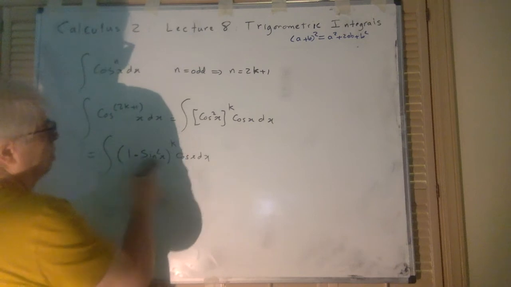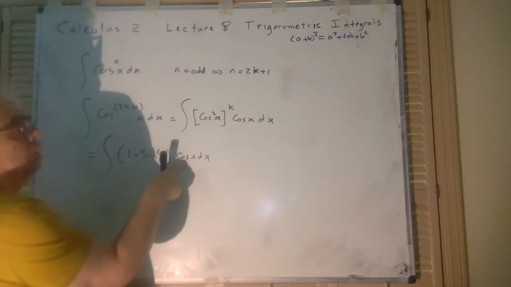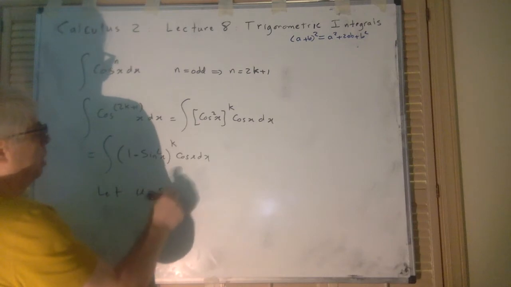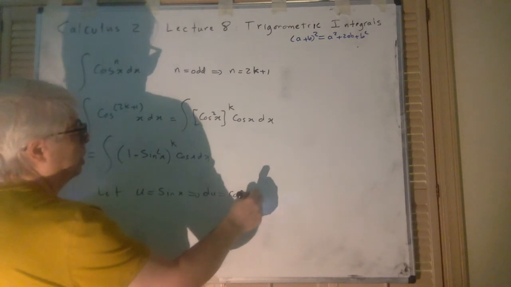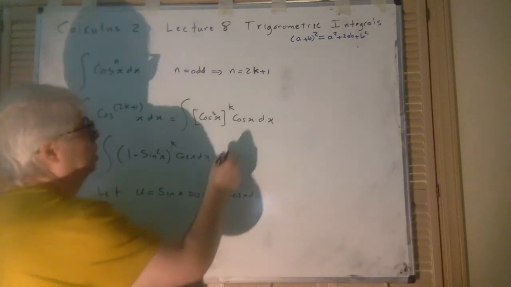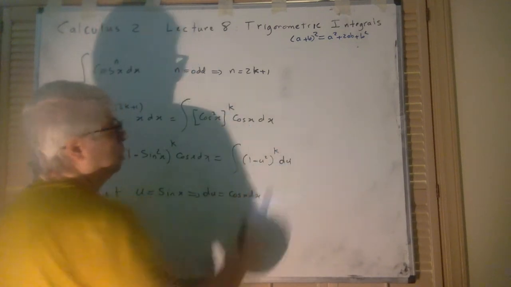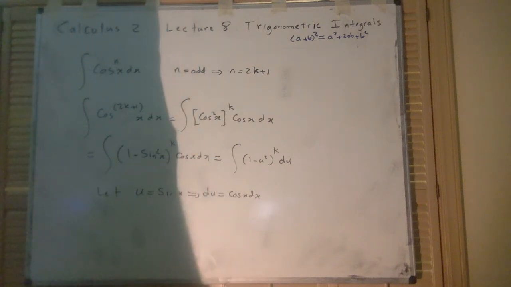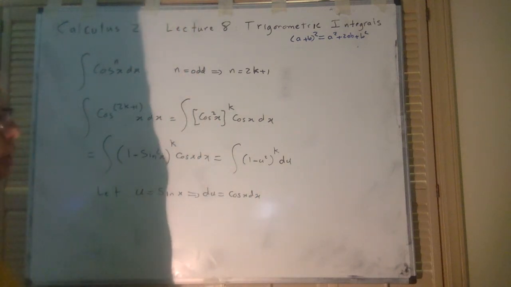Right? So now you can see that I have an inside function which is sine x, and its derivative is here. So if I let u be sine x, then du is cosine x dx. So this becomes integral of 1 minus u squared to the power k du. Now I have to raise it to power k. I don't know what k is, but raising it to power k, you have just a polynomial in u. And don't forget to substitute sine x for u in the end.